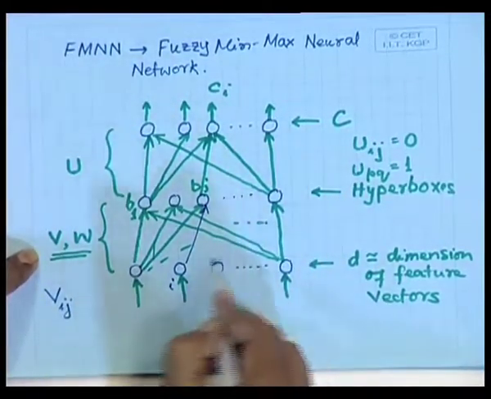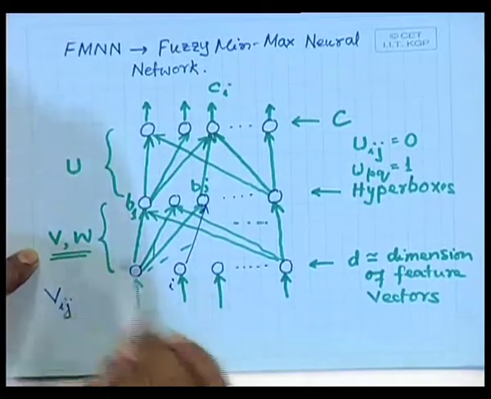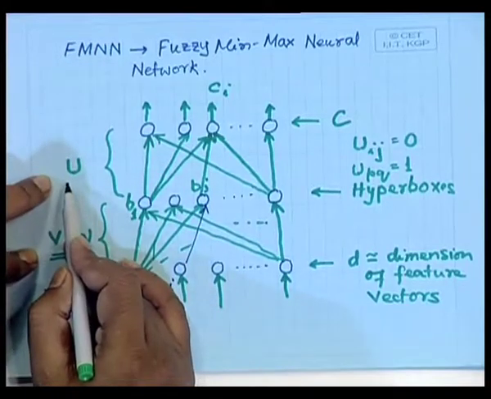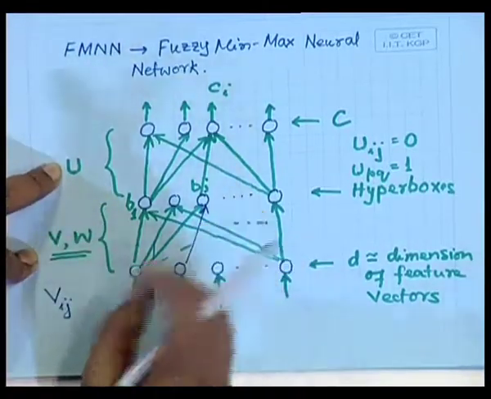If I have to create a new hyperbox, then I have to make a corresponding entry in the V matrix and W matrix. I also have to make an entry in the U matrix. But in this case, the U matrix entry already exists, because I am going to expand one of the existing hyperboxes. Only the min points and max points are to be modified. So, that modification I will do in the V matrix and W matrix. That is how the learning will continue.